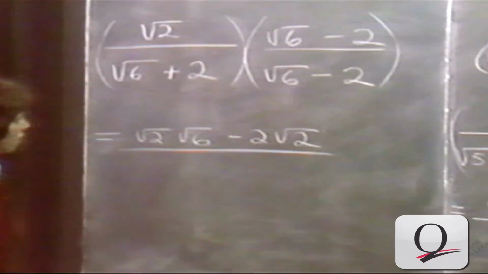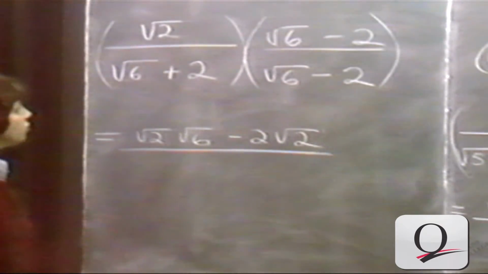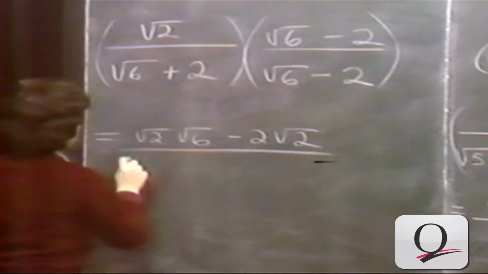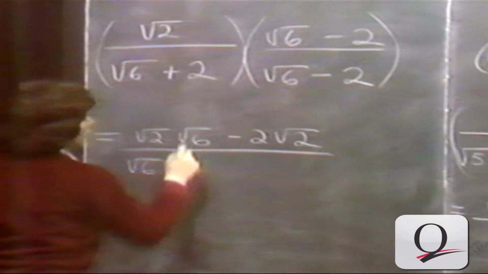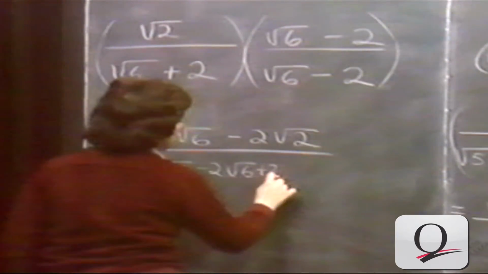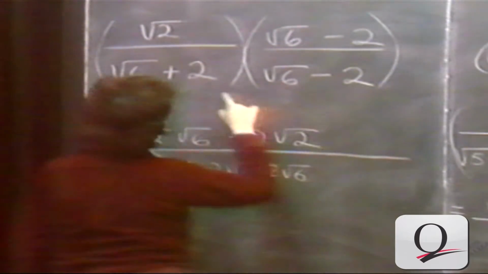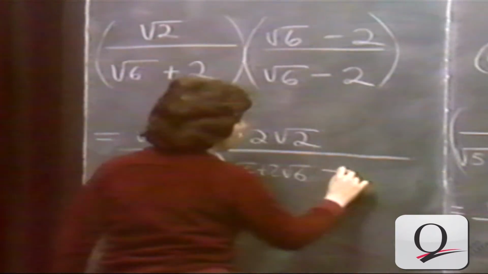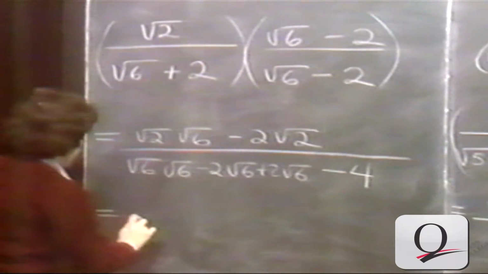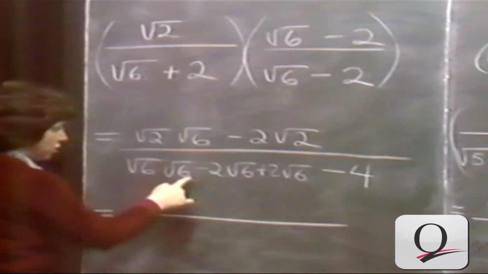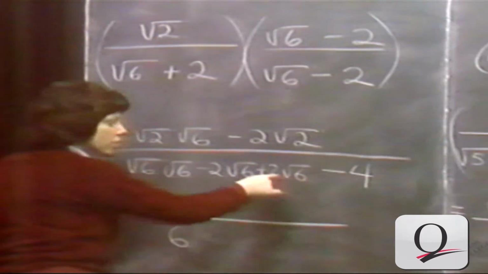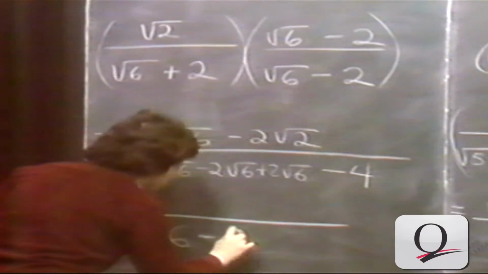By the way, if this is hard for you to do in your head, there's nothing wrong with doing it by the FOIL method. Okay, if you did do it by the FOIL method, you'd have the square root of 6 times the square root of 6. Outer is minus 2 the square root of 6. Inner is plus 2 the square root of 6. And the last is plus 2 times minus 2, which is minus 4. Okay? The important thing is that in the bottom, you get just the square root of 6 times the square root of 6, which is 6. The outer and the inner will drop out, minus 4.